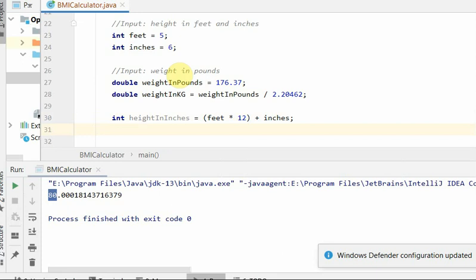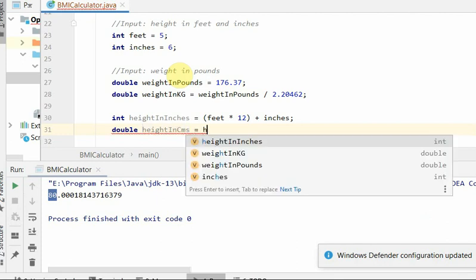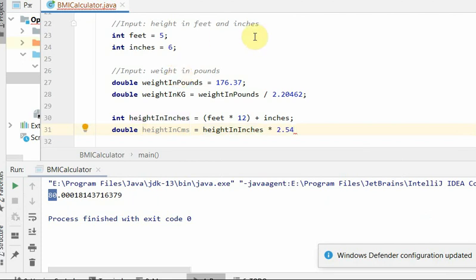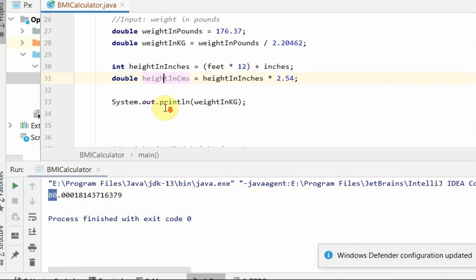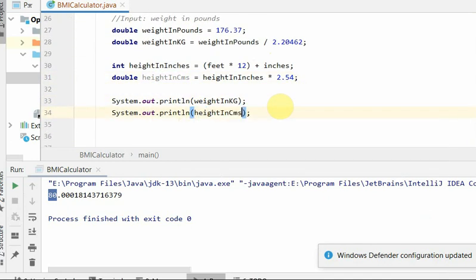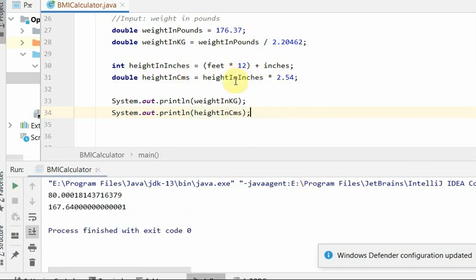Now, how do we convert the height into centimeters? Height in centimeters is equal to height in inches times the conversion factor. How do I know this number? Because we can Google it. Centimeters per inch is 2.54. Let's print this value as well, height in centimeters. Okay, let's run this program. I'm doing this calculation so that you understand how things are done. So it's about right: 5 feet 6 inches is 167.64 centimeters.